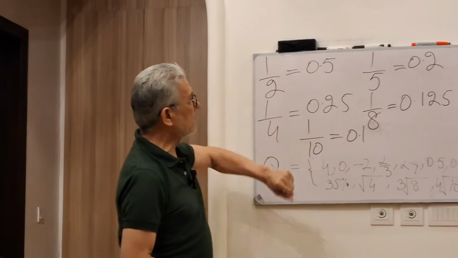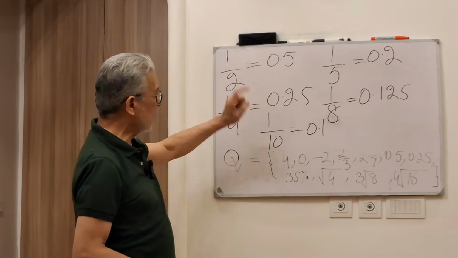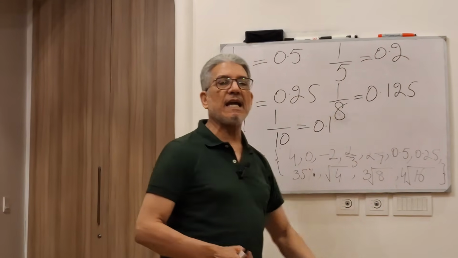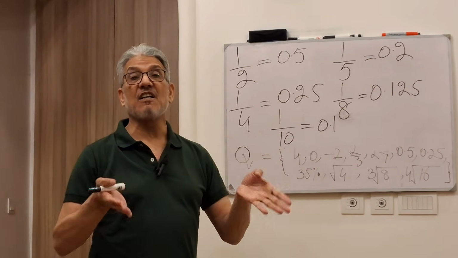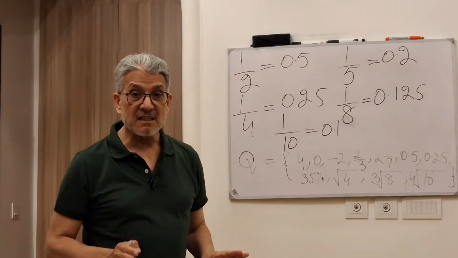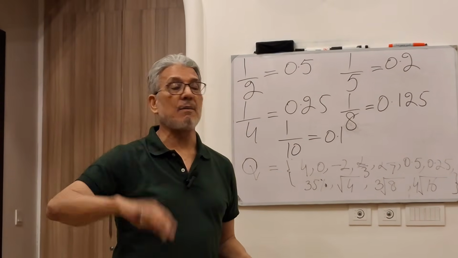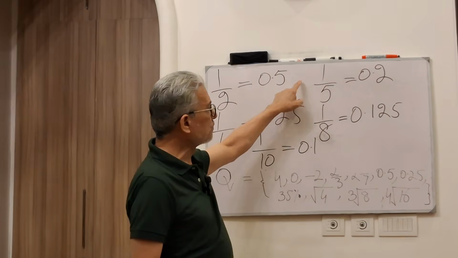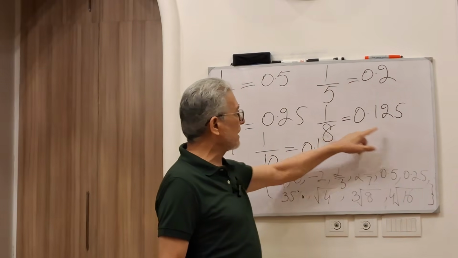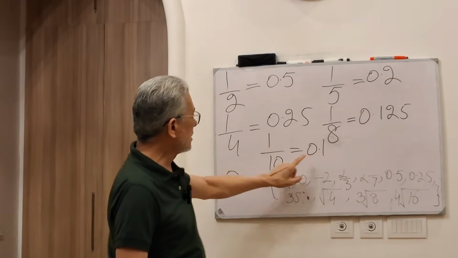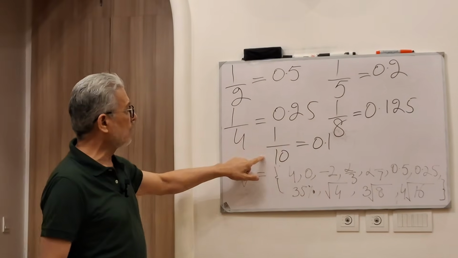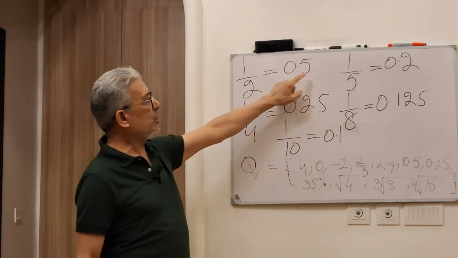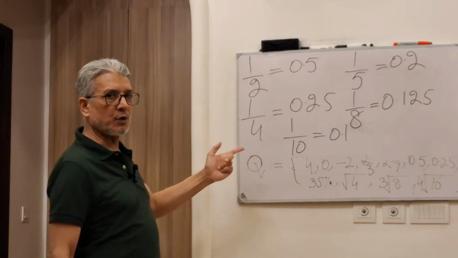And these terminating decimals 0.5, 0.25, 0.1, 0.125, 0.2, they are all rational numbers because they can be written in the form of fraction. Now 0.25 can be converted to 1 over 5. 0.125 can be converted to 1 over 8. 0.1 can be converted to 1 over 10. 0.25 can be converted to 1 over 4. 0.5 can be converted to 1 over 2.